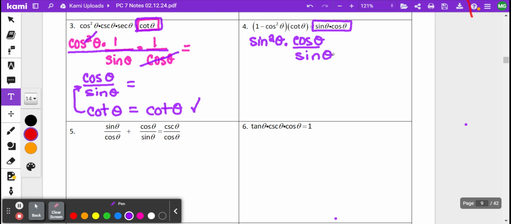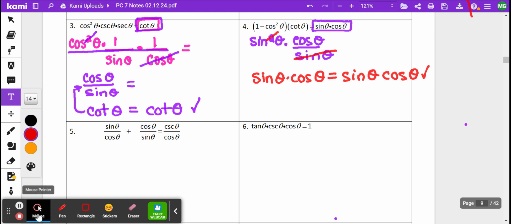Okay. And now what can we do? Well, we can cancel sine of theta with one of these sine of thetas up there, because remember, we had sine squared. And that leaves us with sine of theta times the cosine of theta equals sine of theta times the cosine of theta. Not too bad. Not too bad.